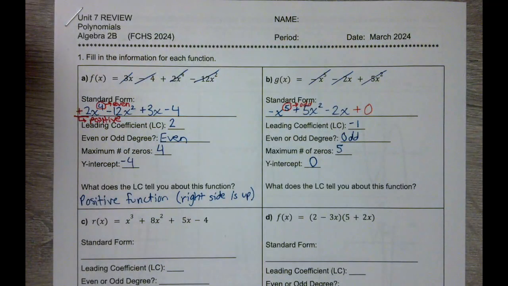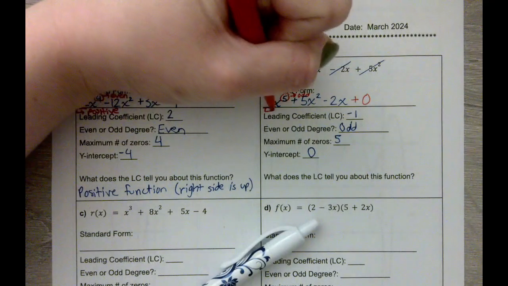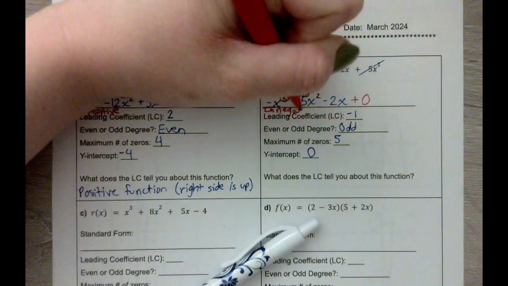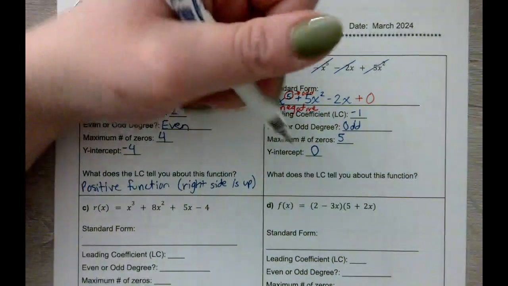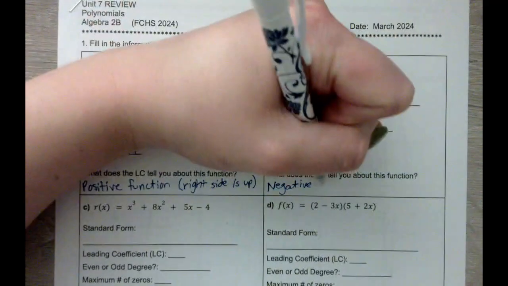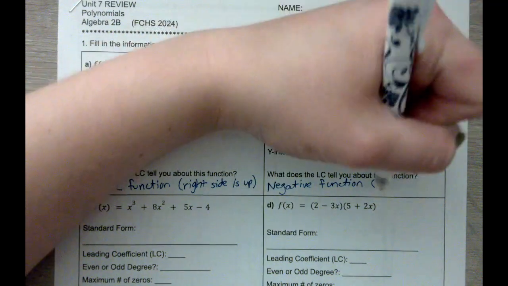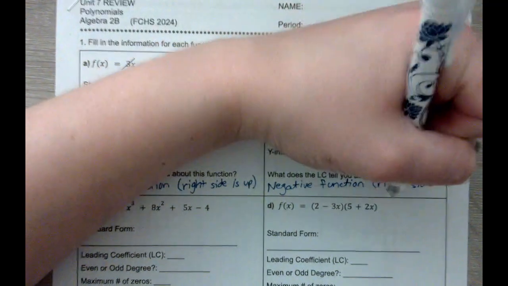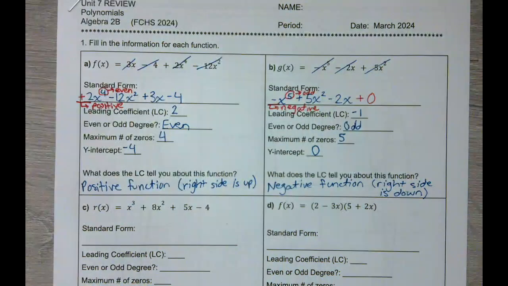And then what does the LC tell you about this function? If we look at the front here, it is negative. So what does it tell me? It is a negative function. So the right side is down. Two more.